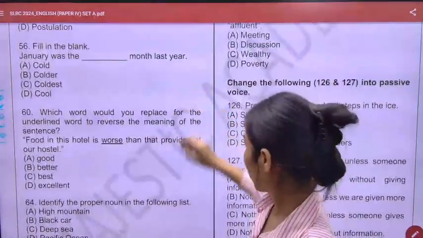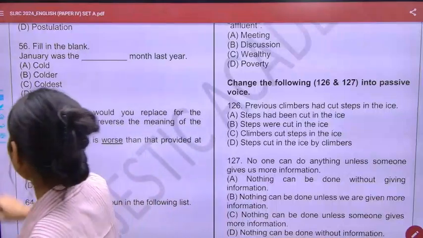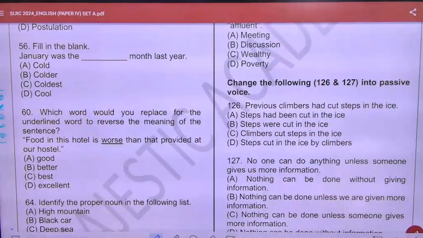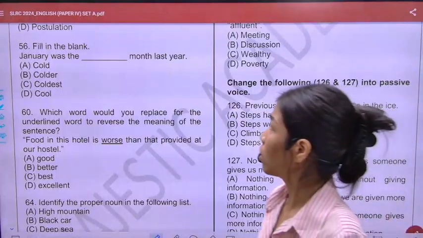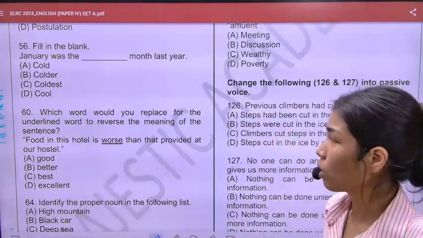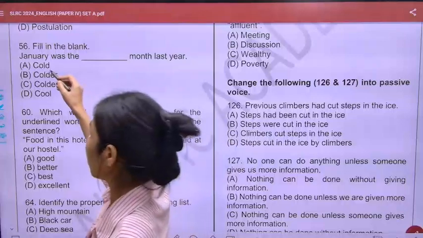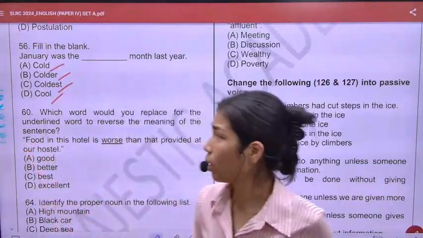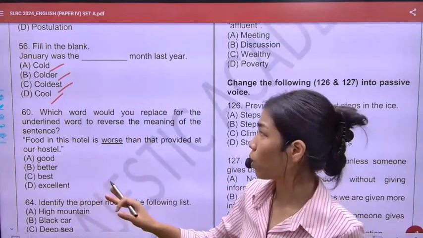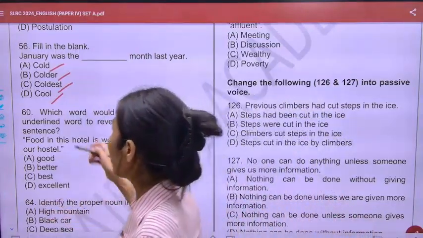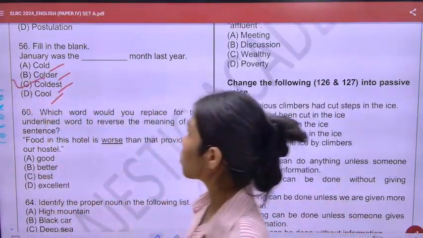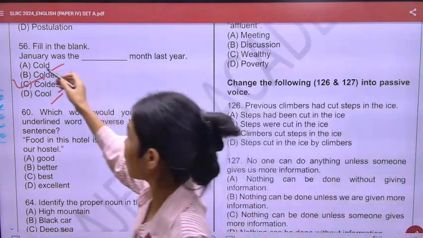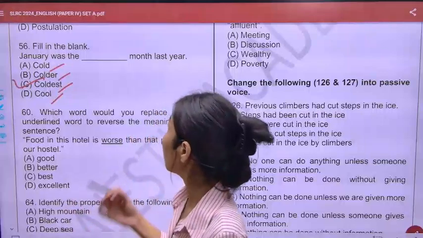Okay, next question number 56. Fill in the blank: January was the dash month last year. Now we have to see the options given here: cold, colder, coldest and cool. Whichever options are given here, if we go by the rule, the answer should be the coldest month last year. Why should that be the answer? Because the sentence says January was the dash month last year.